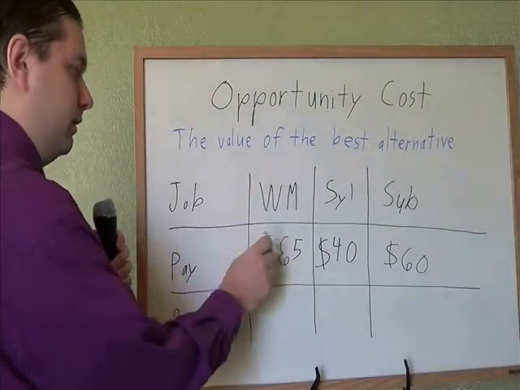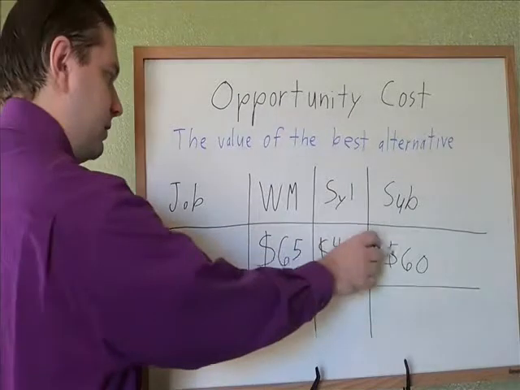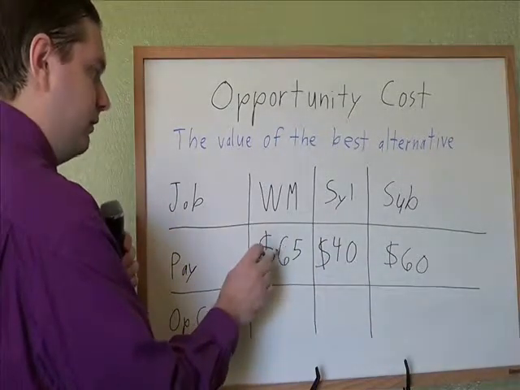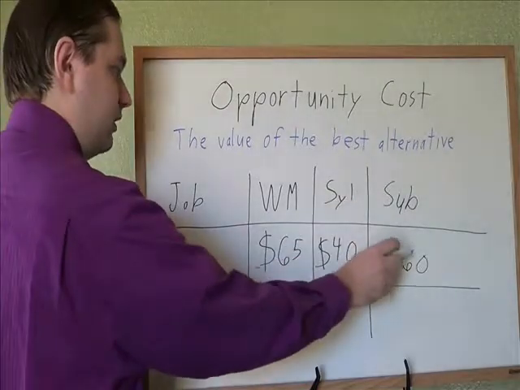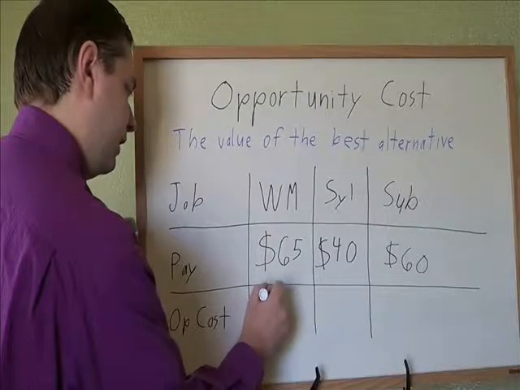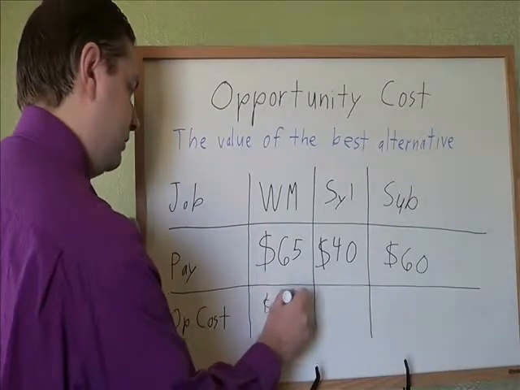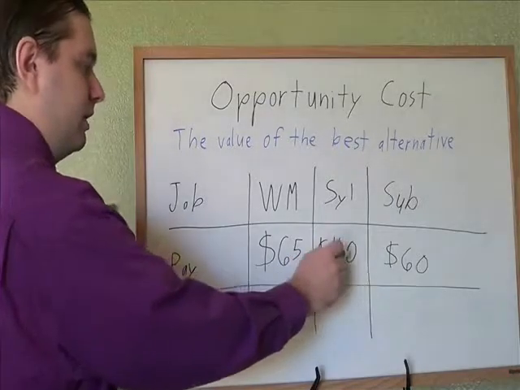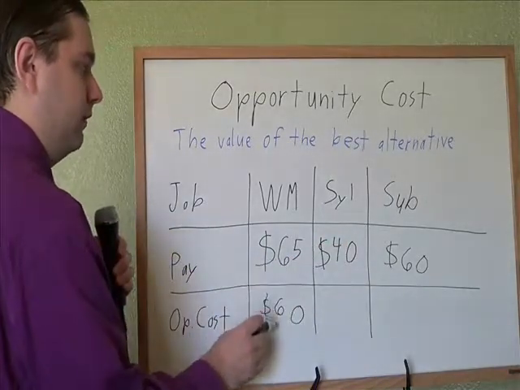If I'm working at Walmart, I'm not working at Sylvan or as a substitute, but the best alternative, the one that I'm giving up that I would do if I wasn't at Walmart, would be the $60 as a substitute teacher. Working at Walmart for $65, I've got to give up working as a substitute teacher for $60. And it's true that I'm giving up both of those, but the opportunity cost is just the best alternative.